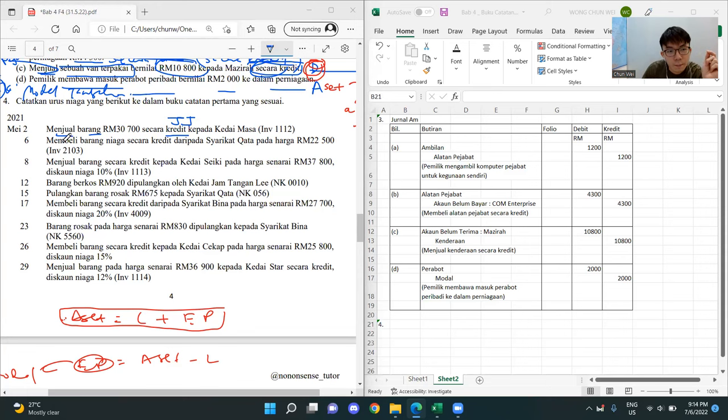All right, now we go to 6. Now, you see, membeli, beli apa? Barang niaga. Okay, membeli barang niaga secara kredit. So, when you membeli barang niaga, that is a belian. Secara kredit, that is a jurnal. So, this is in the jurnal belian. Put a JB there. A jurnal belian.